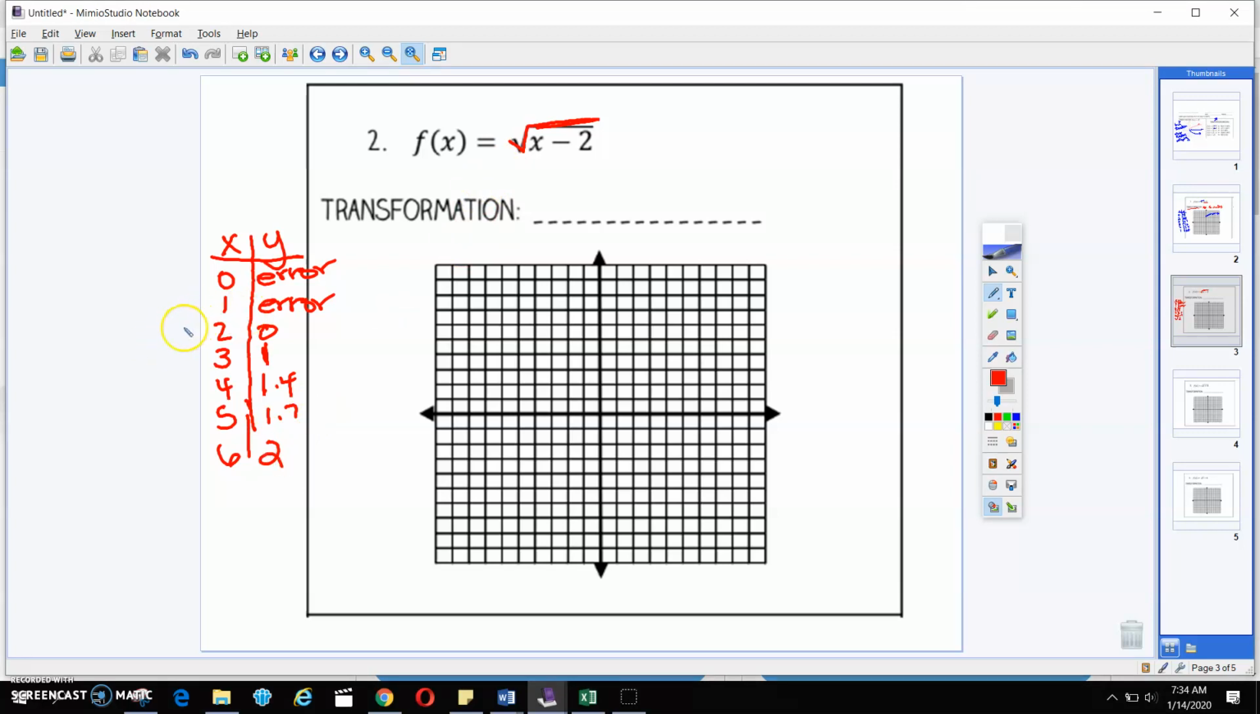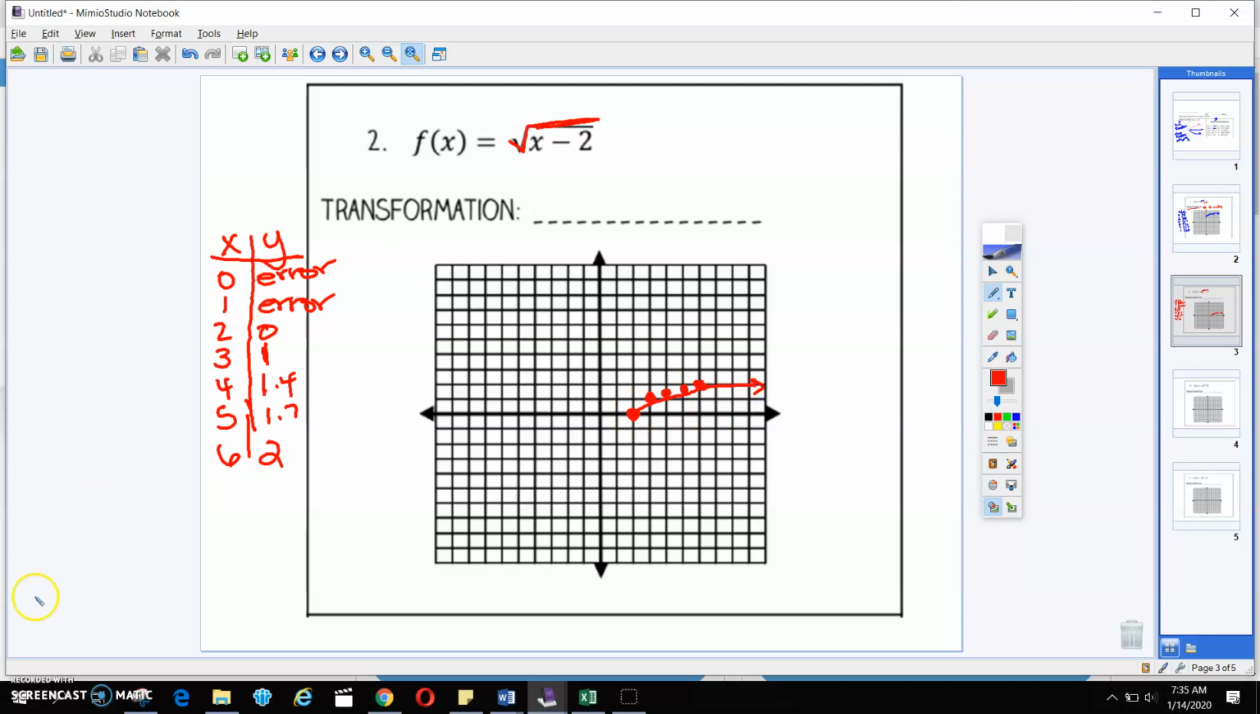All this error stuff, we leave that off our graph, right? It's not a thing. So now we're going to do 2 comma 0. That means I'm going to go to the right 2 and plot that point. I'm going to go to the right 3, go up 1. I'm going to go to the right 4, and then I'm going to go up to 1.4. I'm going to go to the right 5 and go up to 1.7. And then I'm going to go right 6 and go up to 2. And I'm going to connect that.